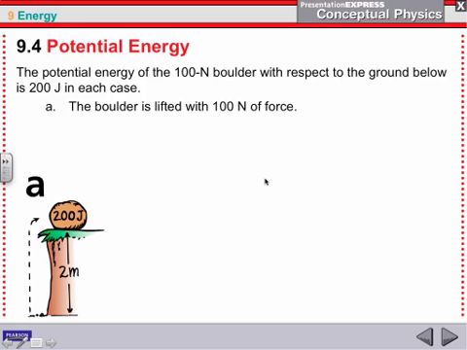Also, be aware that it doesn't really matter how I get it there. In other words, I could lift this boulder straight up. It's got 200 joules of energy. It's a 100 Newton boulder. I've lifted it 2 meters. Gives me 200 joules of energy.